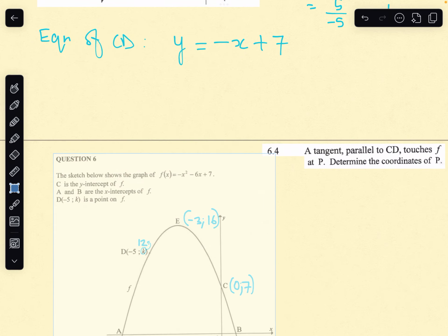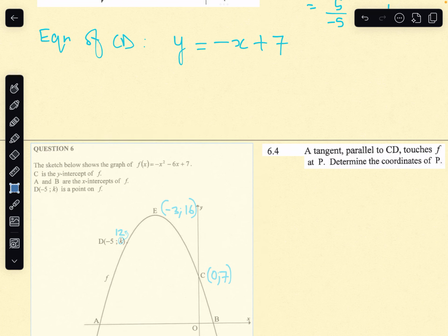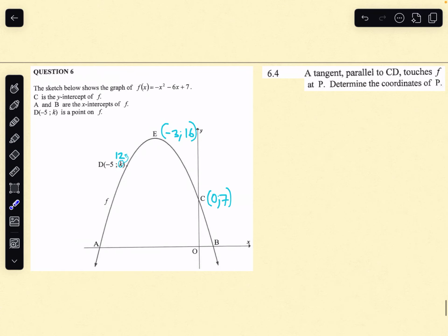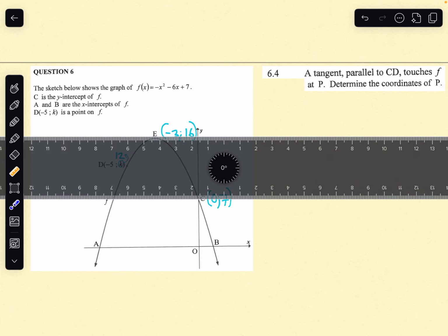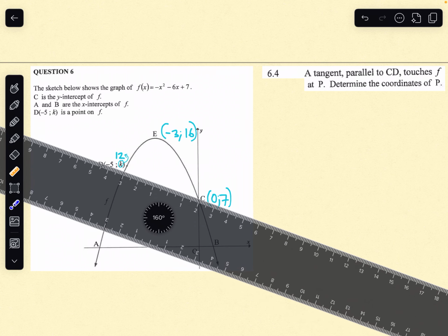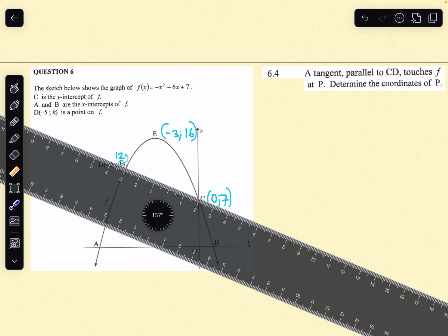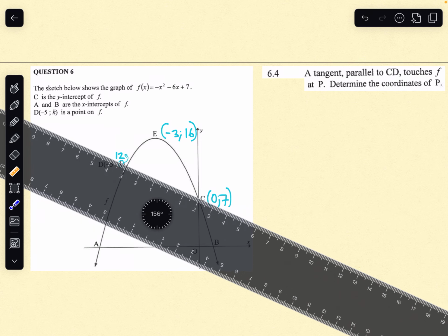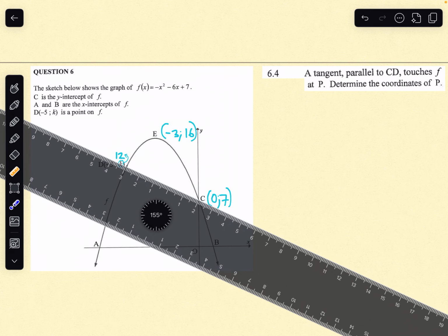Off we go to the next part of the question, which says a tangent parallel to CD touches F at P. Determine the coordinates of P. Okay, so time to bring out our ruler. So CD is something like that.